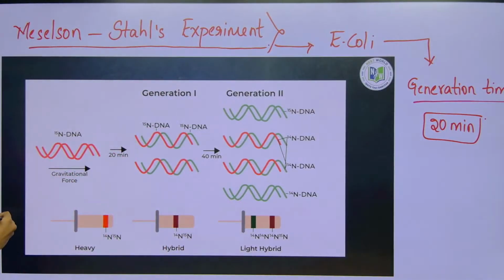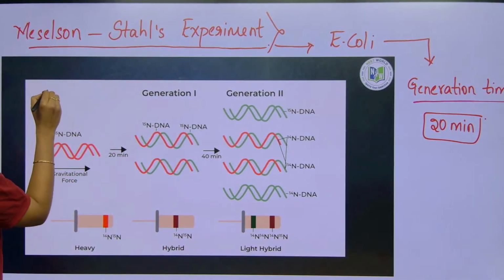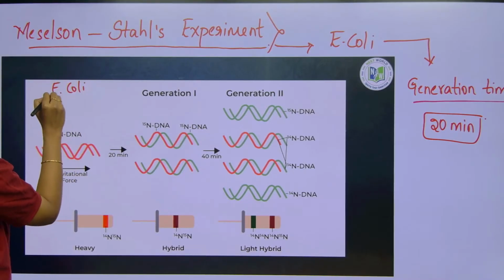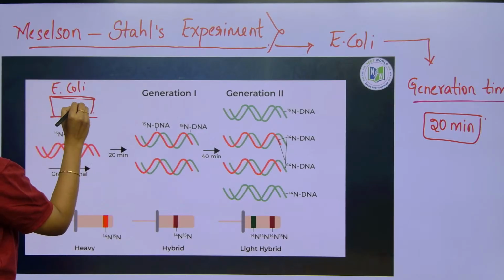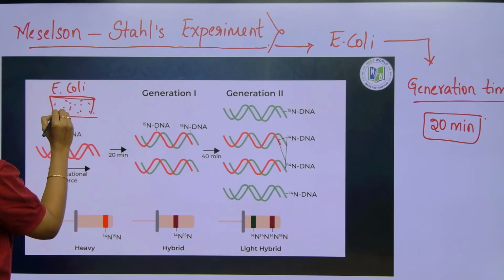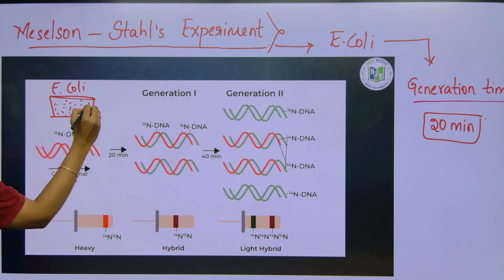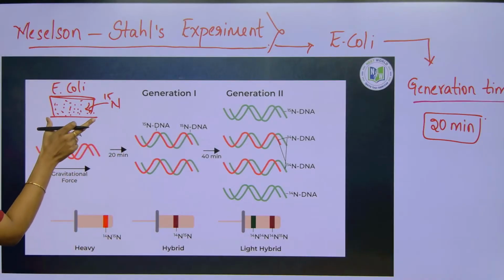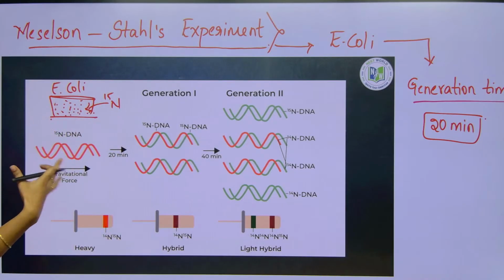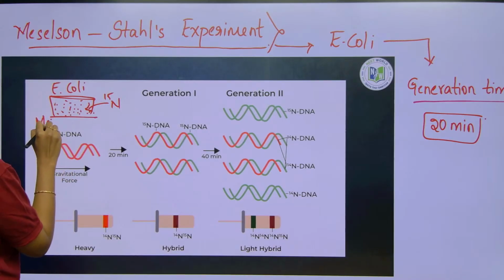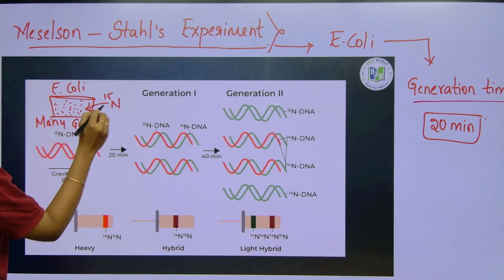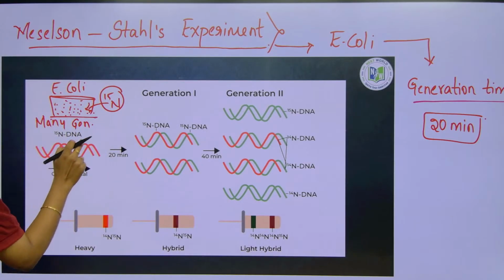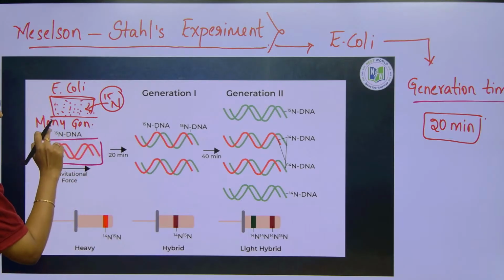Here we go. First, E. coli is cultured with a heavy nitrogen isotope, that is N15. This is cultured for many generations, wherein the N15 isotope got integrated into the DNA of the E. coli. So, first you are taking N15 DNA, got it?